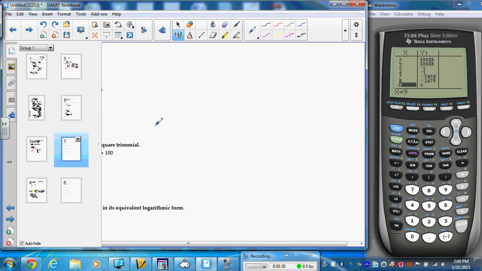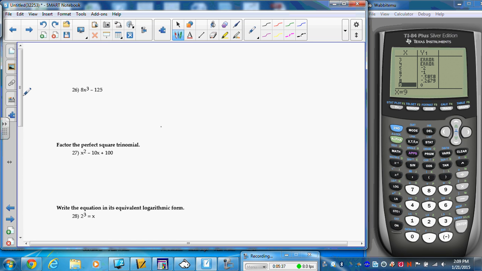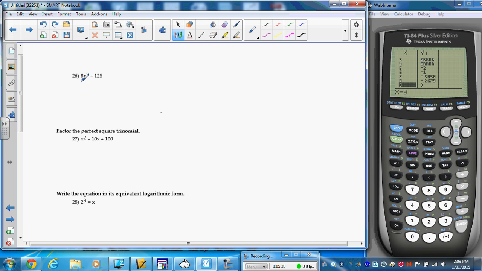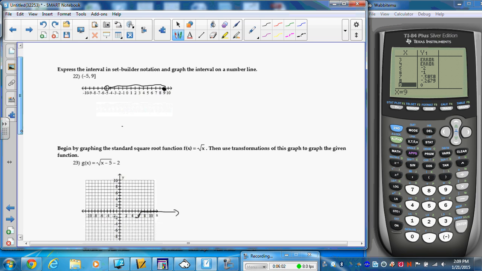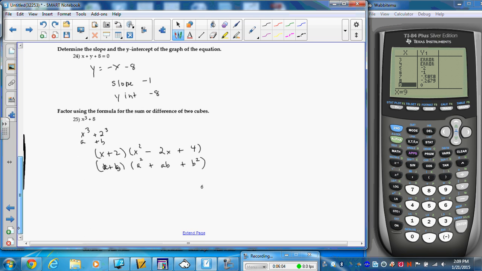Page 7. We're going to do the formula again on this. So this is 2x cubed minus 5 cubed. So it is same, so it's 2x minus 5, and then it is a squared. Did we put a squared on that before? I just want to double check. Did we put a squared? Yes, we did. We put a squared.